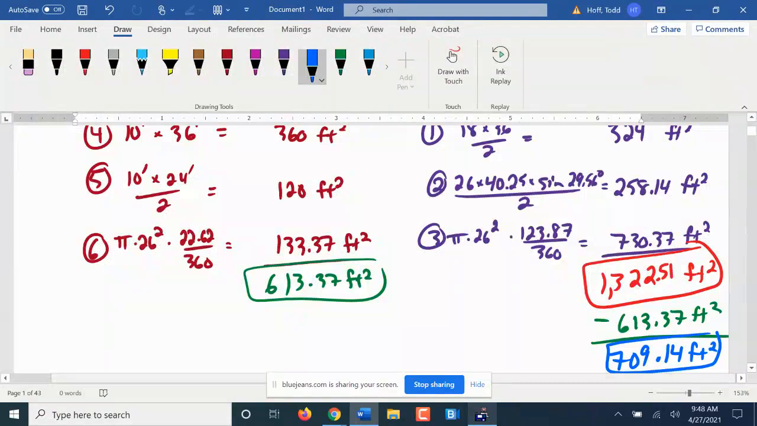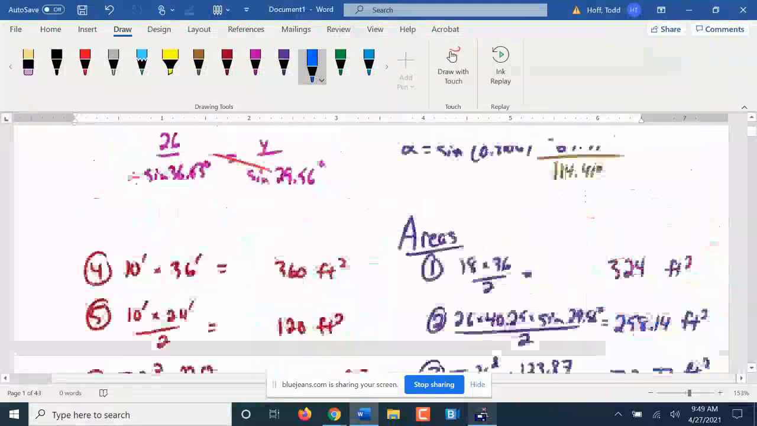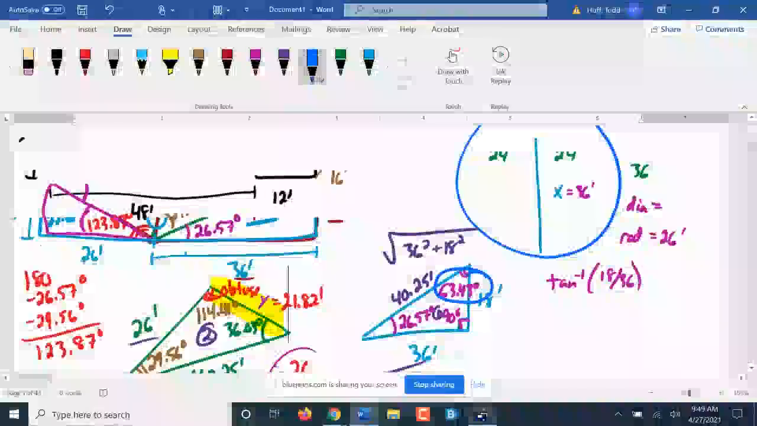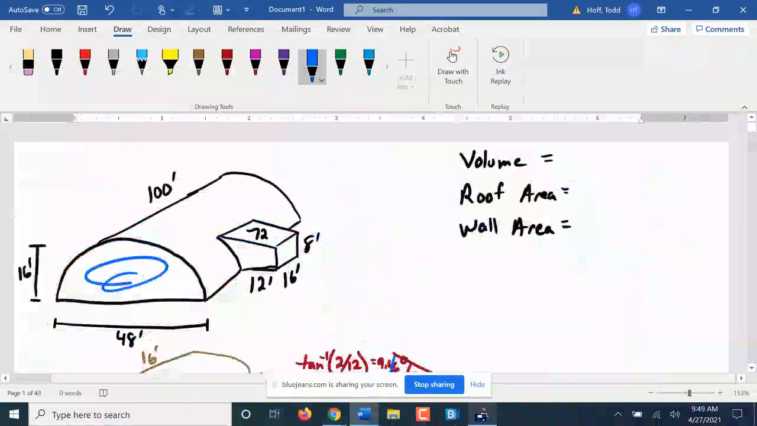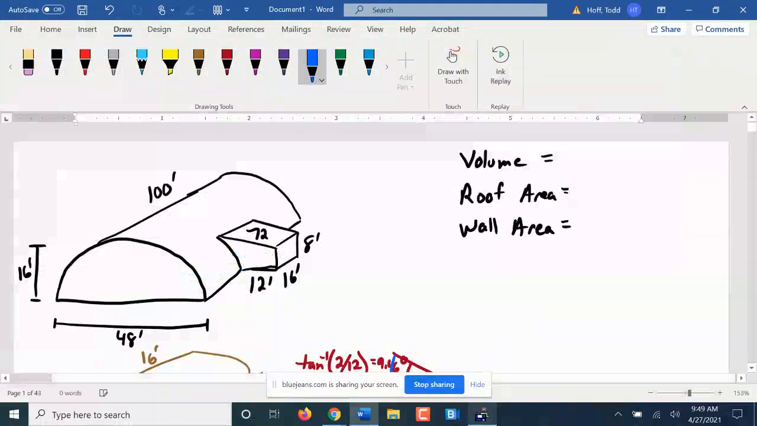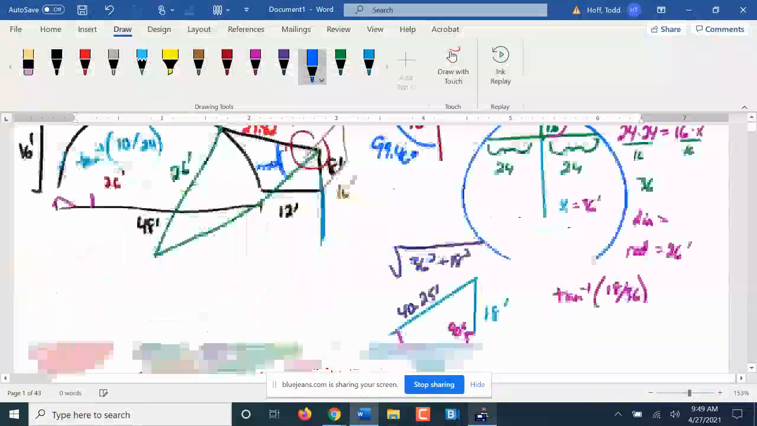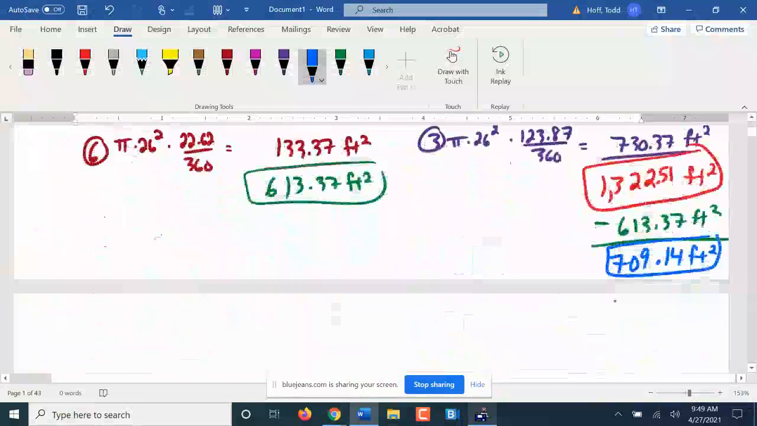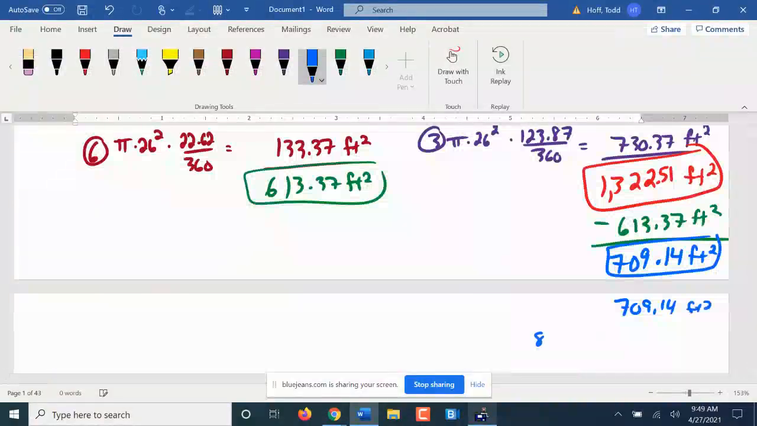Now at this point, I am going to find one of my answers. 709.14 is the area of the whole end of this. In other words, it's the area of this plus this piece here. And there's going to be two of those, one on the other end here. So I'm going to double that, and then to it I'm going to add this wall here, which is just an 8 by 16 wall. So 709.14 for the other end, and then 8 by 16, which is 128.